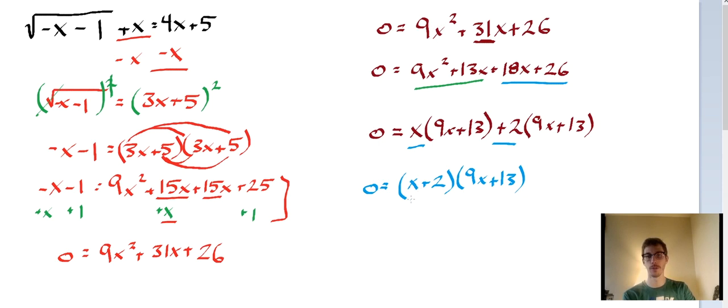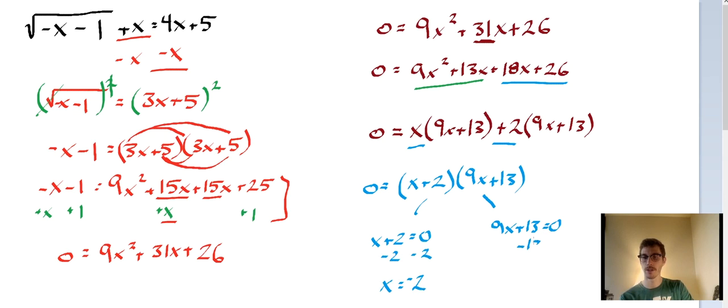Okay, now in order to find our solutions, we'll set both parts equal to 0. There's our x plus 2 equals 0, and 9x plus 13 equals 0. I'll subtract 2 from both sides on this one. We have x equals a negative 2, and over here I'll subtract 13. We have 9x equals a negative 13. If I divide both sides by 9, I'm running out of room here, we have x equals a negative 13 over 9.